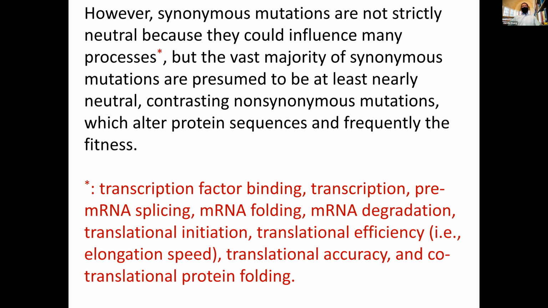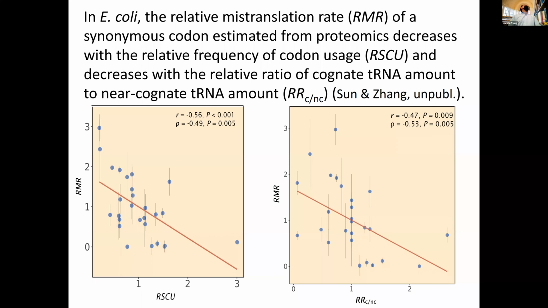And recently we found some direct evidence from analyzing E. coli proteomic data. By comparing the proteomic data with the genome sequence, you can infer the mistranslation rate. So we infer the mistranslation rate in this figure. The y-axis is the relative mistranslation rate. We are comparing synonymous codons. The x-axis is the relative synonymous codon usage. And you see there's a negative correlation. So the rare codons tend to have a high mistranslation rate.